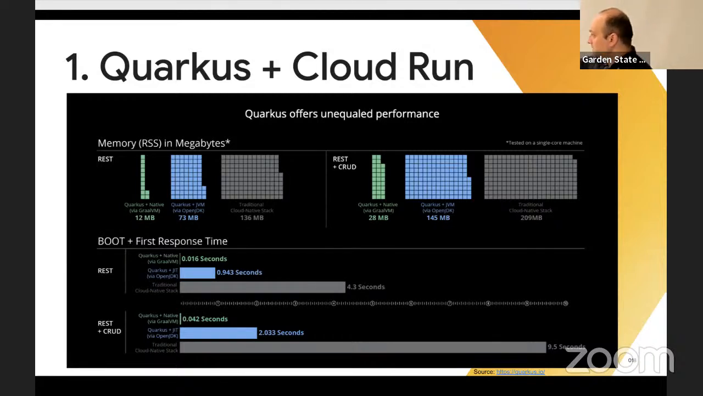So the gray boxes that you see there would typically be a reference runtime, and the time it takes for a cold start, and the time it takes for just a simple REST endpoint with CRUD. And as you can see, the gray boxes are much bigger compared to the little blue boxes that are actually the Quarkus times. It actually includes both boot and first response time.